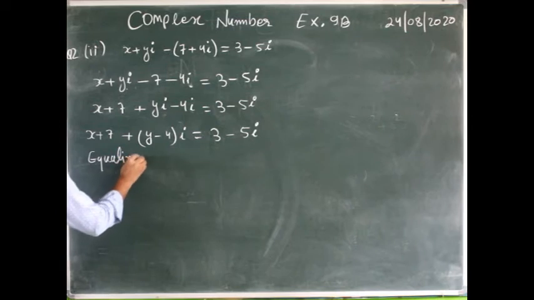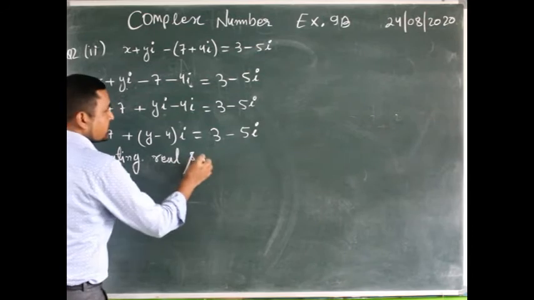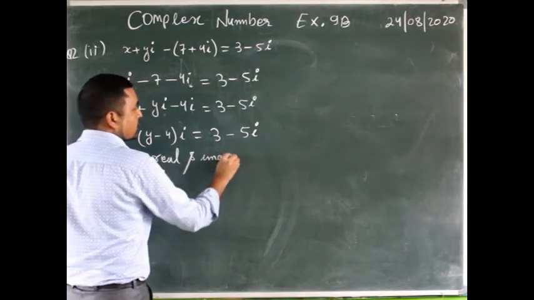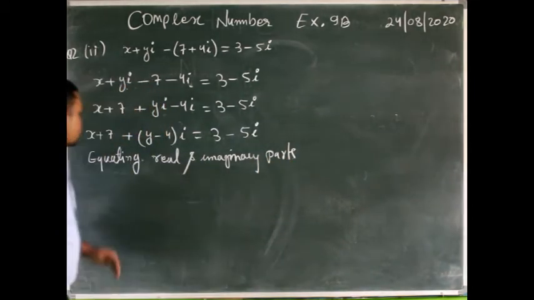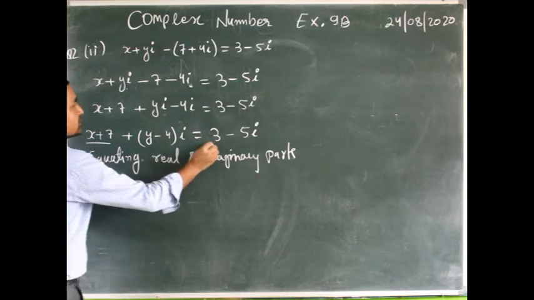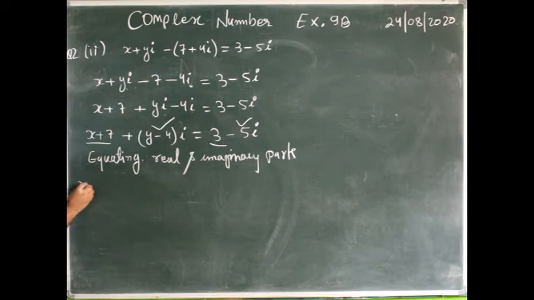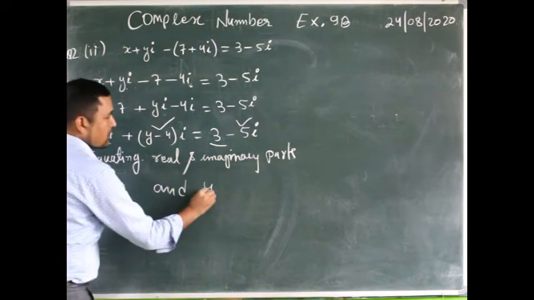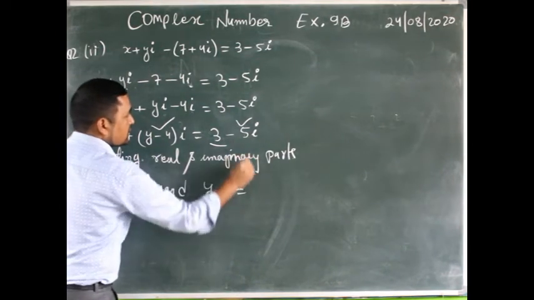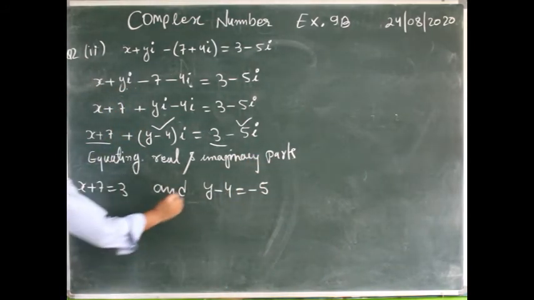Equating real and imaginary parts. This is real to real, imaginary to imaginary. Real parts, what is there? x plus 7 equals 3, and imaginary parts, y minus 4 equals minus 5. If you want to write it with the i, you can write it.